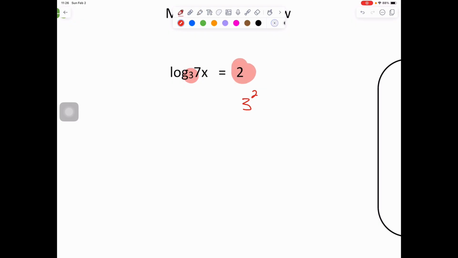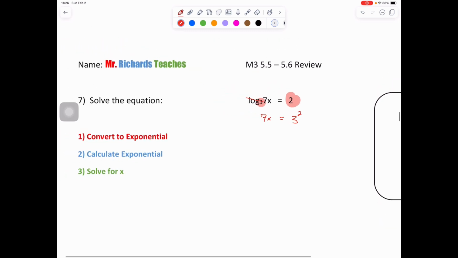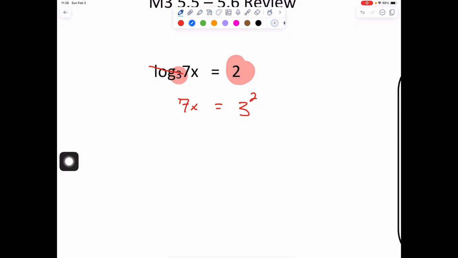Now, when we do that, yes, we can eliminate that. Bring down your 7x equals 3 squared. It tells us to calculate the exponential. All right, so we'll just simply drop our 7x because that's not our exponential, and 3 squared is 9. Great job.